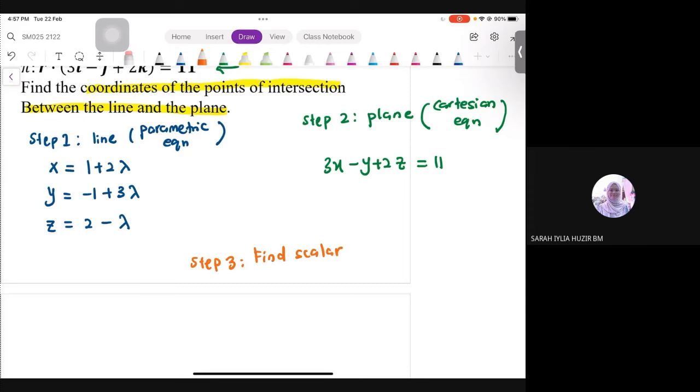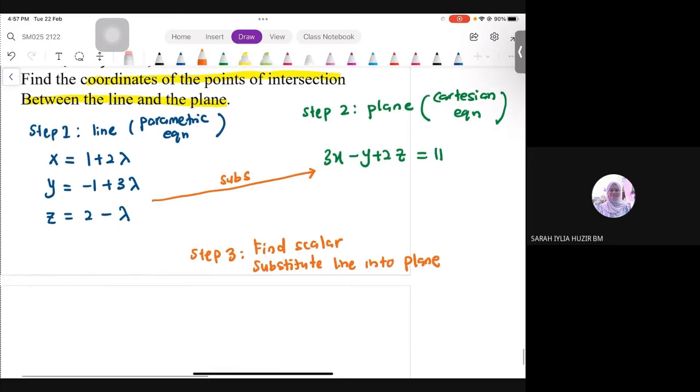How do we do this? By substituting line into plane. So, I write it here, substitute line into plane equation. Okay, one by one, start with x. So, we have 3 times 1 plus 2 lambda. And then minus y, so negative 1 plus 3 lambda. And last one, plus 2z, so 2 times 2 minus lambda equal to 11.